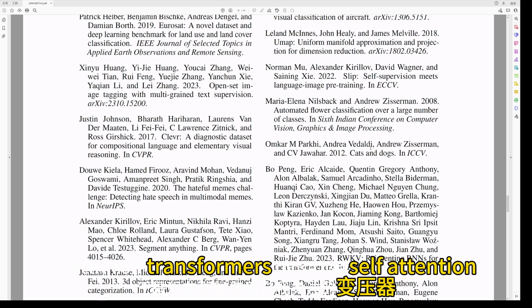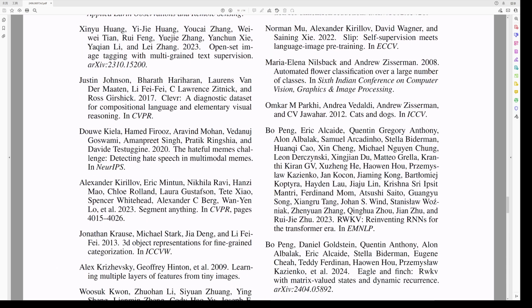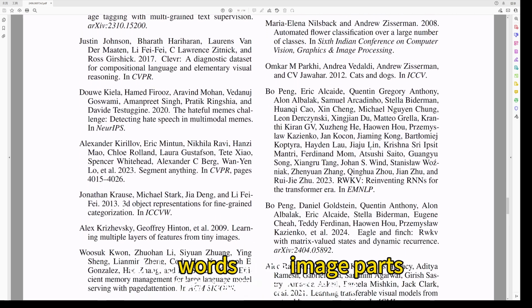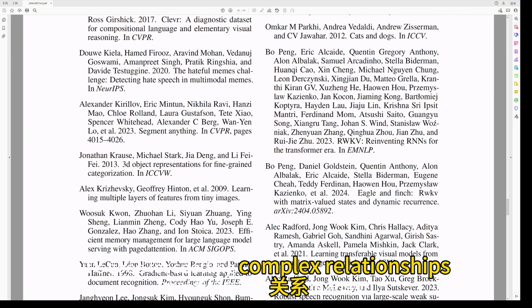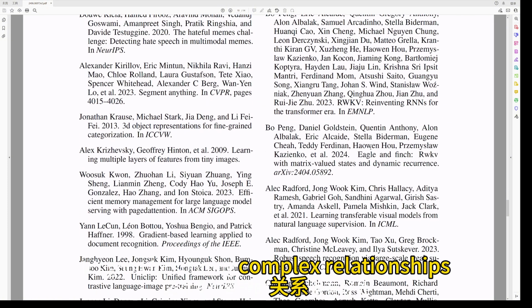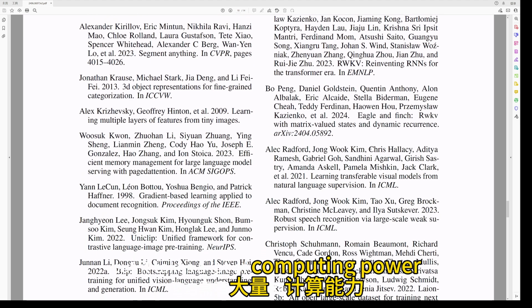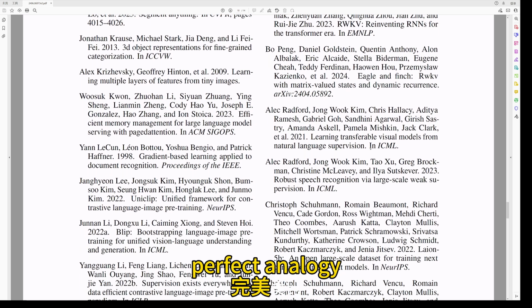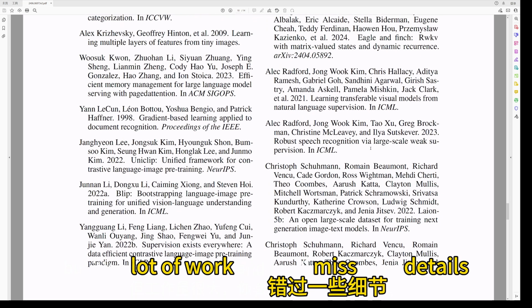Exactly. Now, transformers, those use self-attention. Meaning they look at everything at once, all the words, all the image parts. It's good for spotting complex relationships, but it takes a lot of computing power. Kind of like trying to read a whole book at the same time. Perfect analogy. You might get the main idea, but it's a lot of work and you'll miss some details.